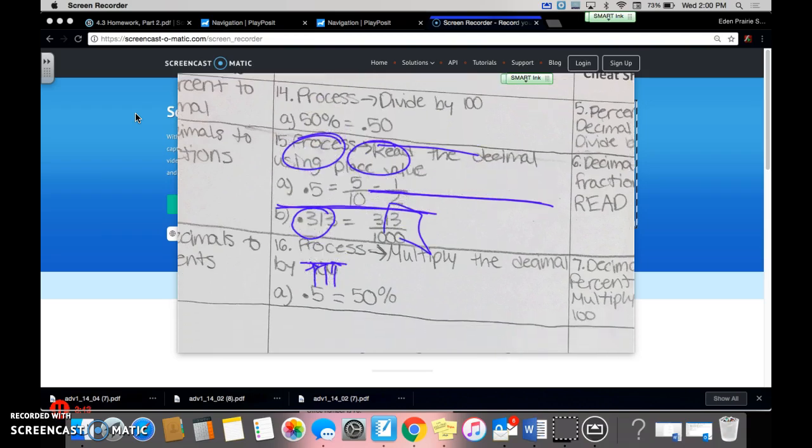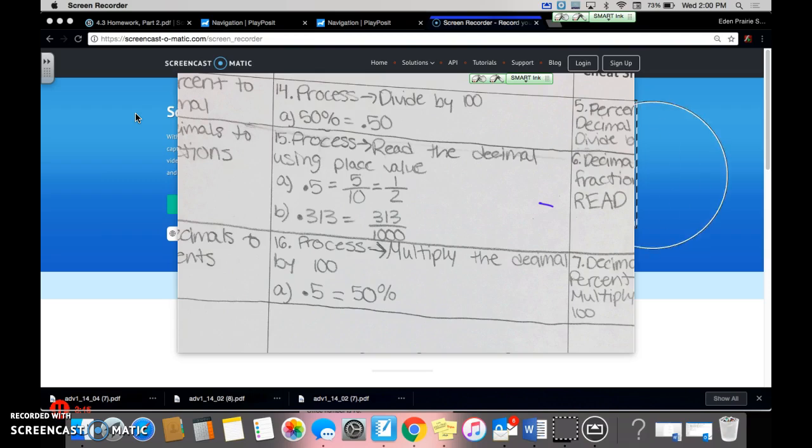Okay, and then the last one, decimals to percents. The process is on the count of 3. 1, 2, 3. Multiply the decimal by 100. So 5/10 multiplied by 100, which is the same as moving it how many spots? 2. And what happens when you have a blank here? What do you put in there? 0. And what is the percentage then? 50%. Questions?